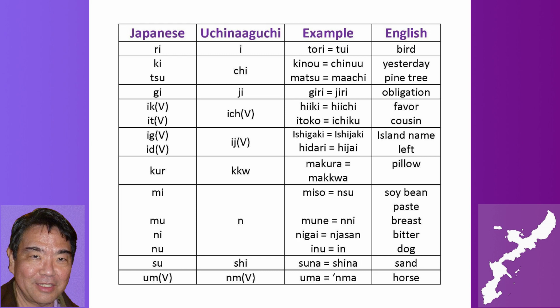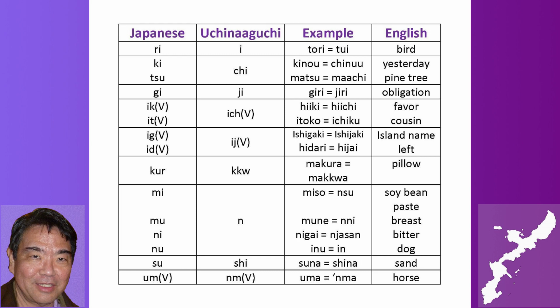Japanese mi, mu, ni, nu correspond to an Uchinaguchi un. An example is the word soybean paste, which is miso in Japanese, is unsu in Uchinaguchi. The word breast, which is mune in Japanese, is unni in Uchinaguchi. The word bitter, which is nigai in Japanese, is inja-san in Uchinaguchi. The word dog, which is inu in Japanese, is in Uchinaguchi.